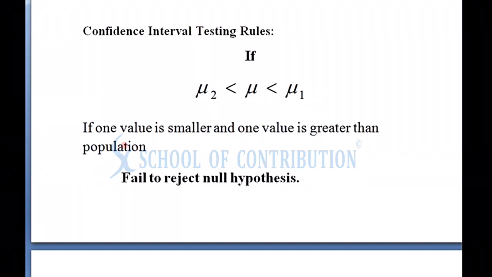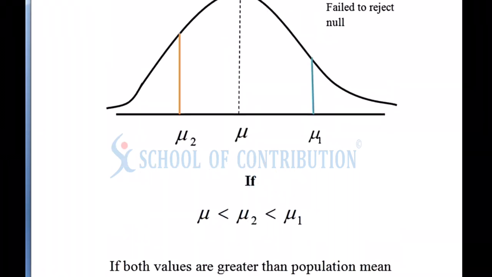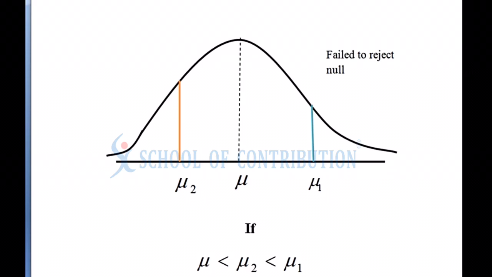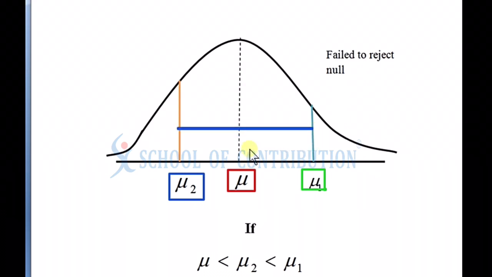We show this result graphically as follows. In the graph we see that this is our population mean, and our two interval values are mu1 and mu2. As we look here, this interval contains our population mean, because our population mean is at the center of this interval, and since our population mean is contained in this interval, we simply fail to reject the null hypothesis.